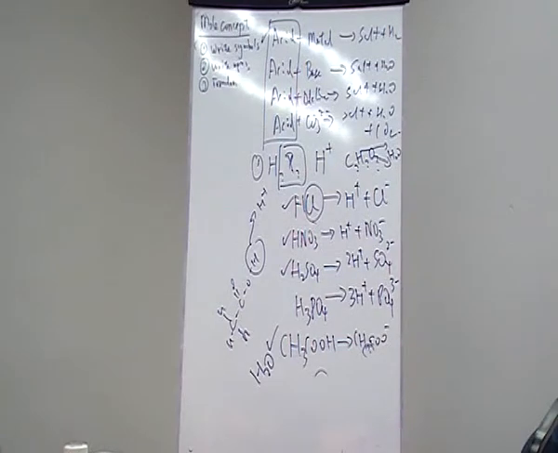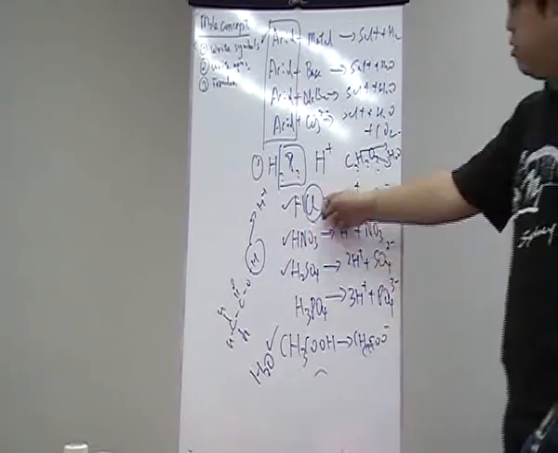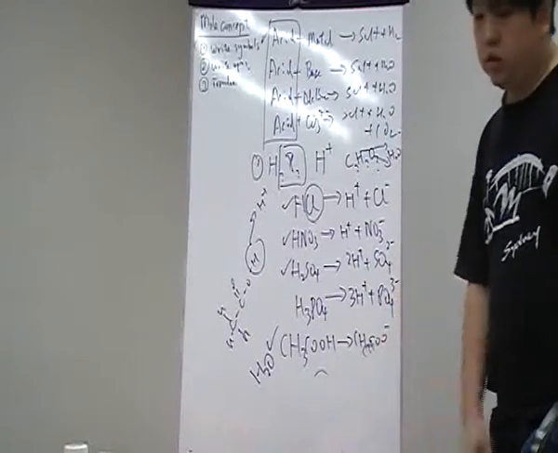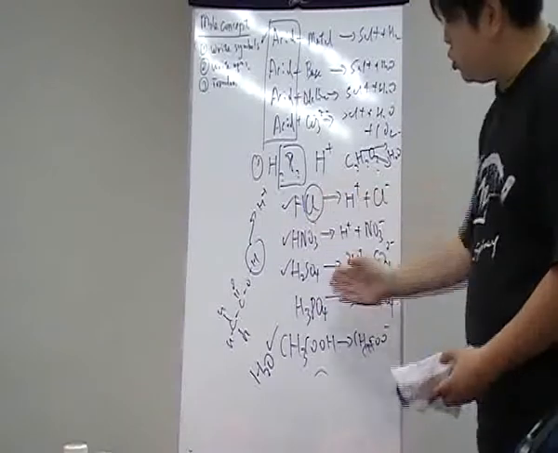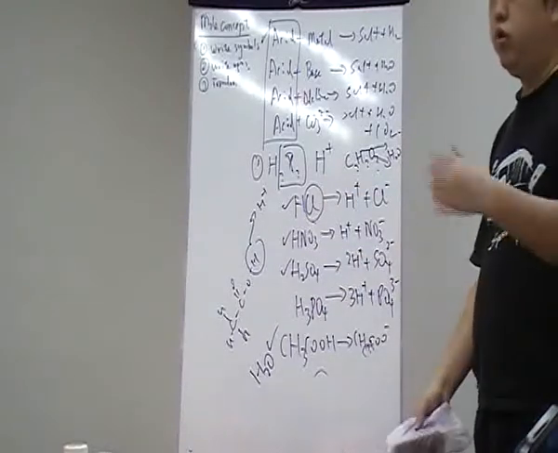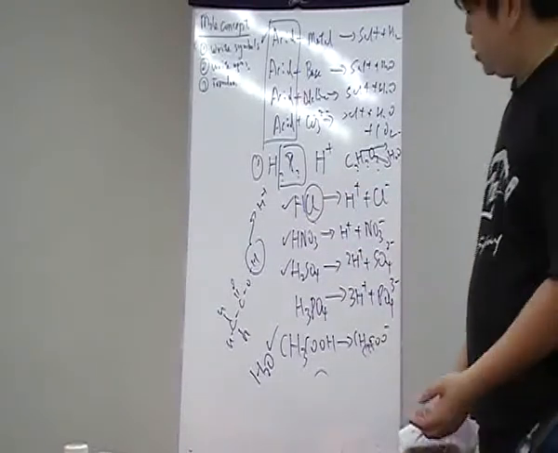Okay, so these four are acids: HCl, HNO3, H2SO4, and CH3COOH. This is the only weak acid you learn. Weak acid. The rest are all strong acids. What is strong, what is weak? Is a weak acid like a strong acid diluted?